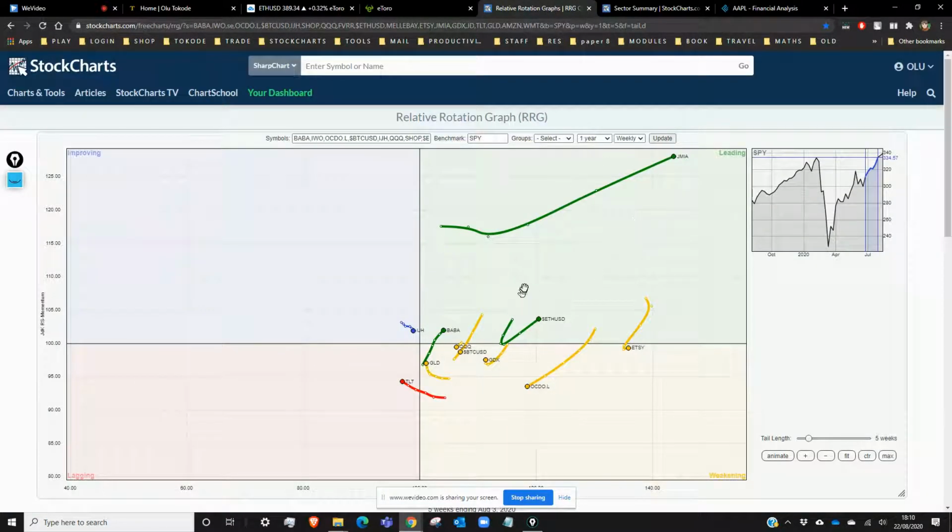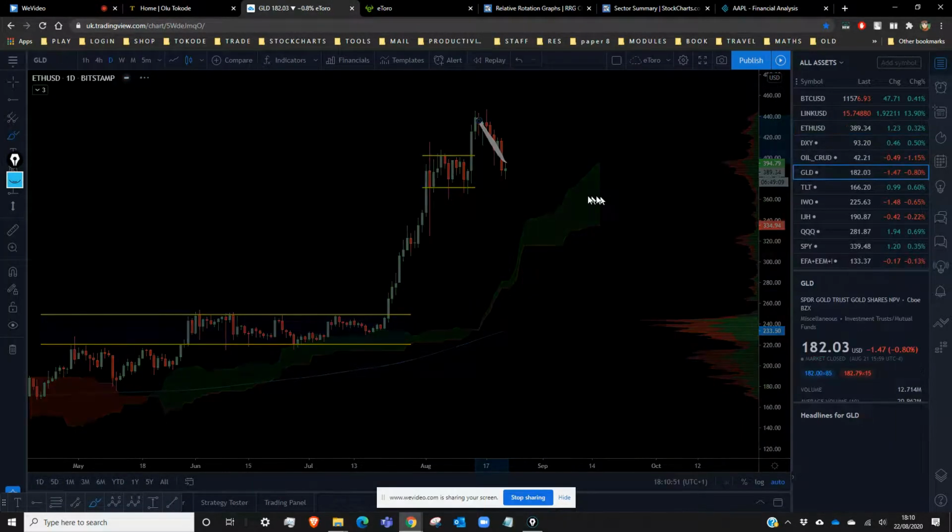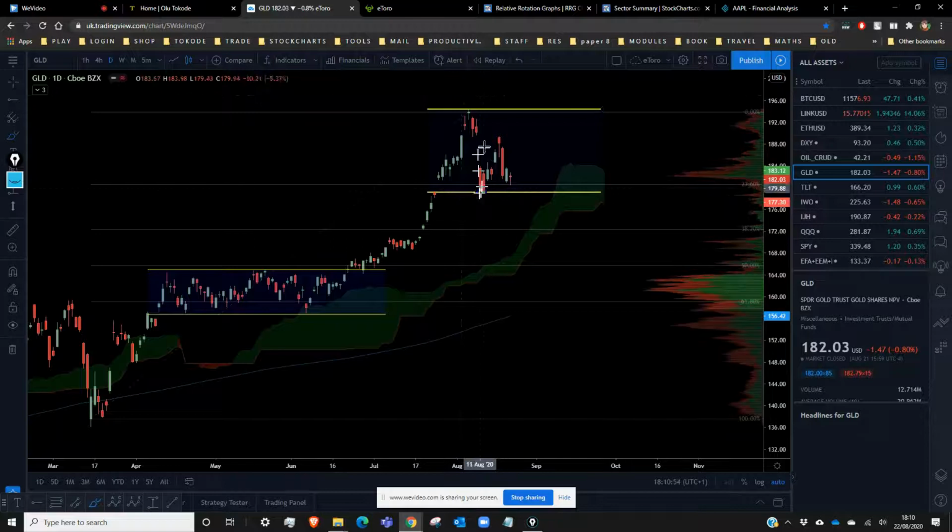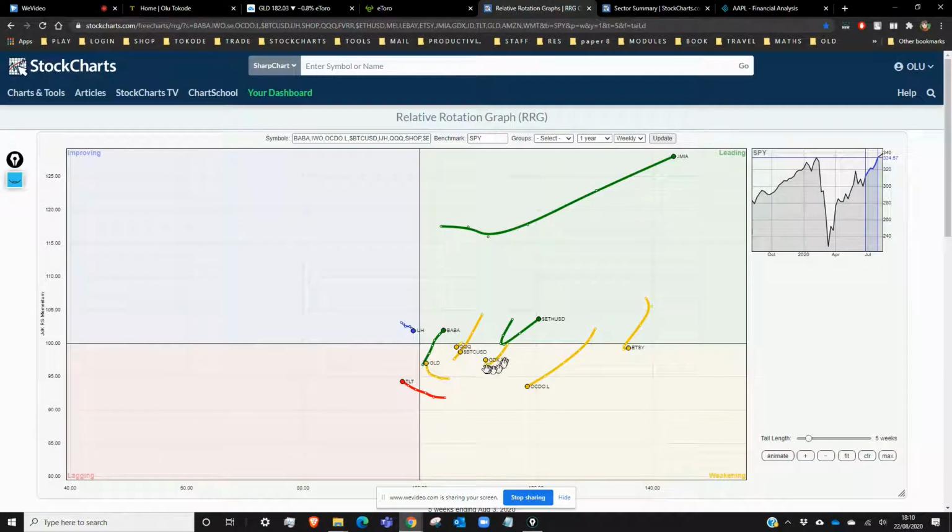This is a weekly, by the way. I'm looking at the weekly relative rotation, not the daily. So it had a bad moment, and then it's beginning to regain its momentum. IJH is down, TLT is lagging, gold is recovering, not by much, just slightly. It was terrible here. GDX, QQQ, Bitcoin, all in the weakening quadrant.